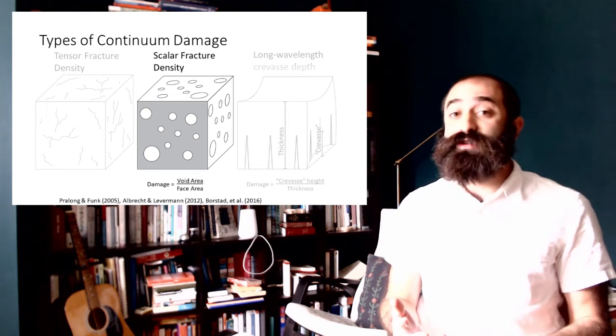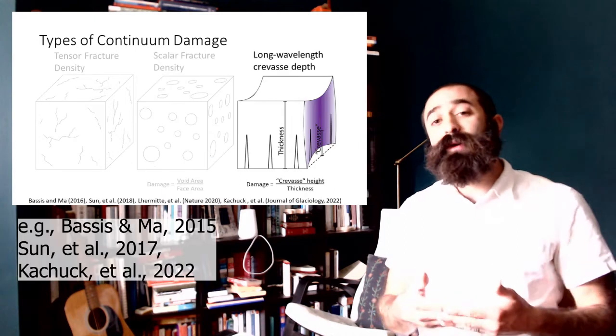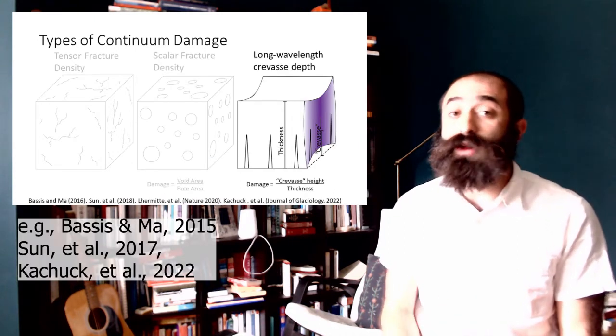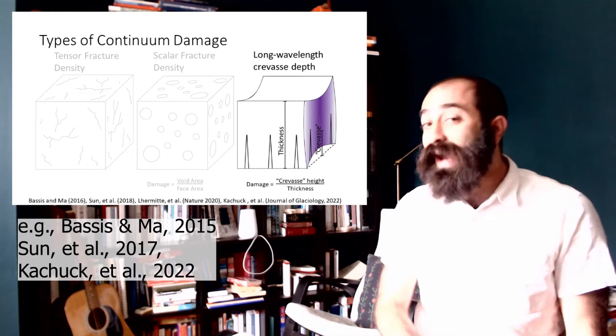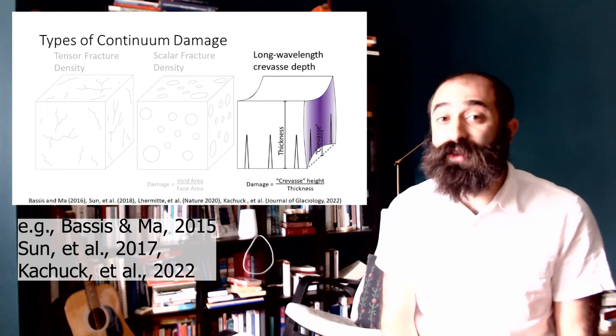How do these fractures evolve over the timescale of ice flow? To answer that, we're going to zoom out even further to a kind of vertically averaged crevasse depth, including long wavelength crevasses. Analogous to the Swiss cheese, damage is the ratio of the crevasse height to the total thickness.